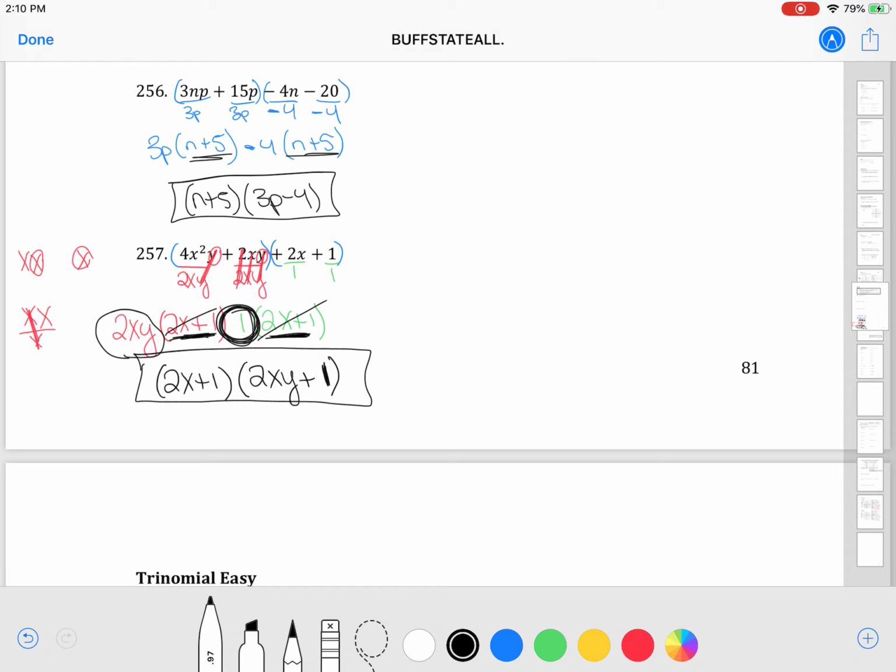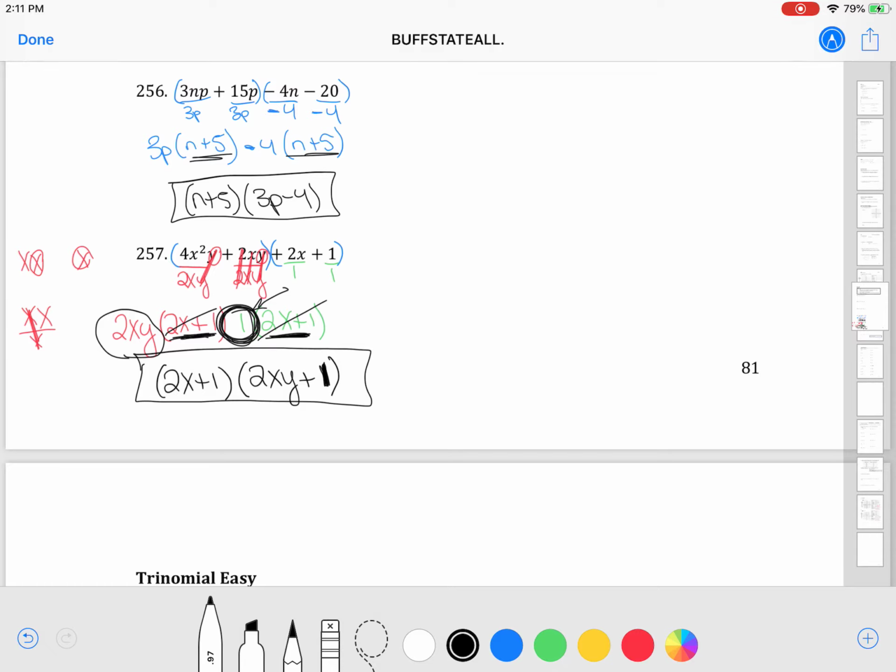Remember, all of these can be checked by double distributing. So you can go off to the side and check it, and this 1 is necessary for it to end up working out. Okay, so with grouping, if it's a GCF of 1, absolutely take it out and put it there so that you can put it in your answer.